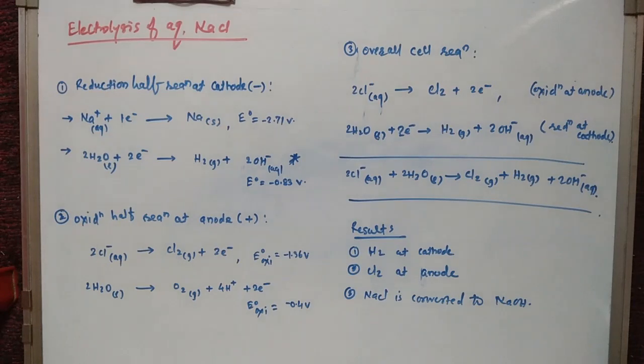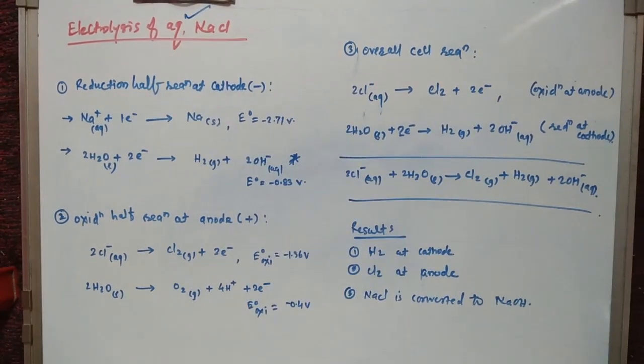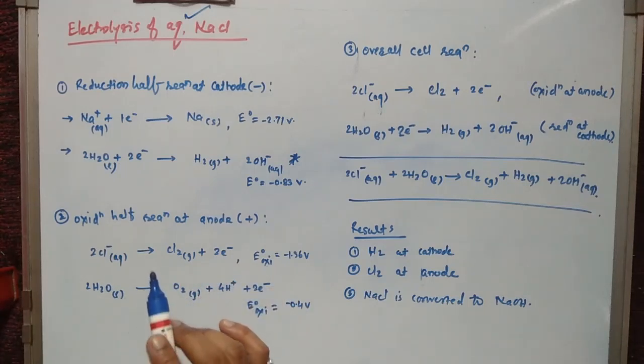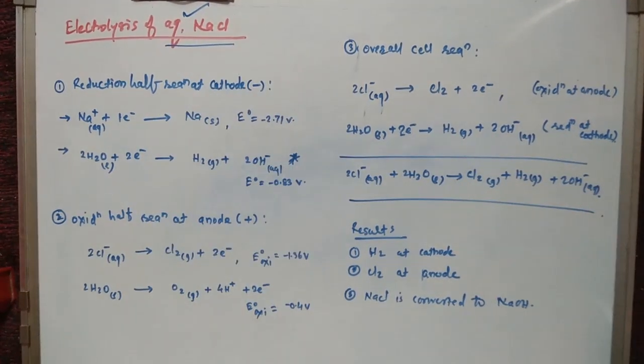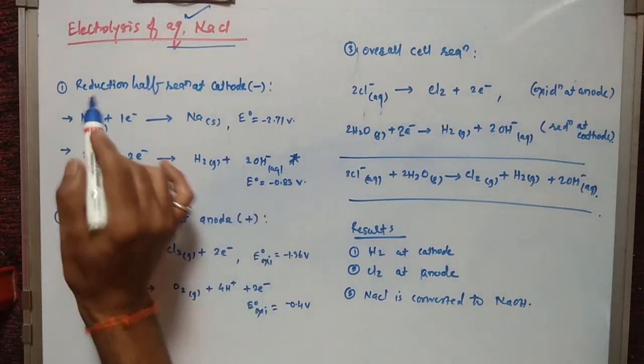Now let us see the electrolysis of aqueous NaCl. To study the electrolysis of aqueous NaCl, the assembly used is the same as in the previous case of the electrolysis of molten NaCl or fused NaCl. That means the container, the electrode and the battery supply, whatever diagram we have used here, is the same. Here only the molten NaCl is replaced by aqueous NaCl. Okay. Now let us see directly the reduction half reaction.